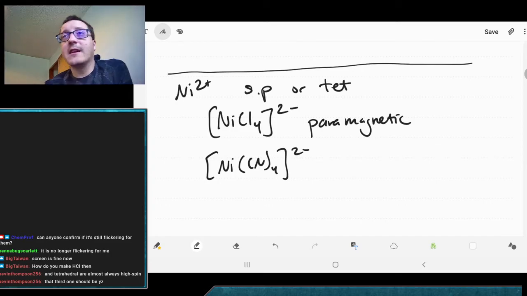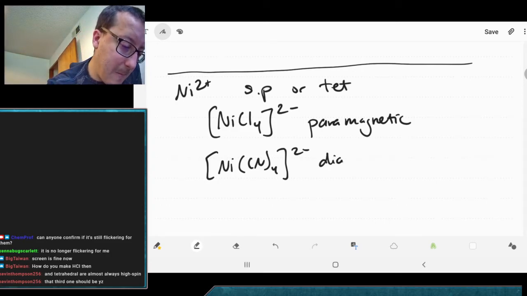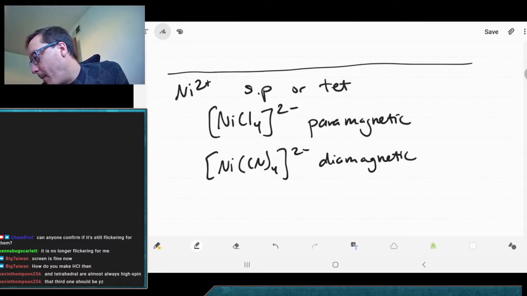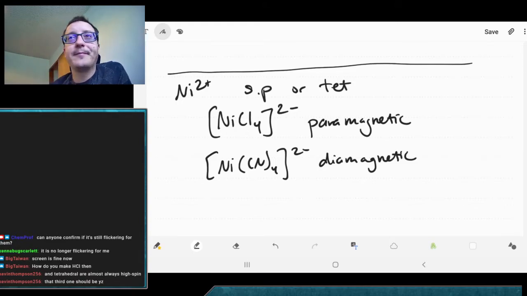And the tetracyanonickelate(II) is diamagnetic. One of them is square planar, the other is tetrahedral. Let's see which is which.